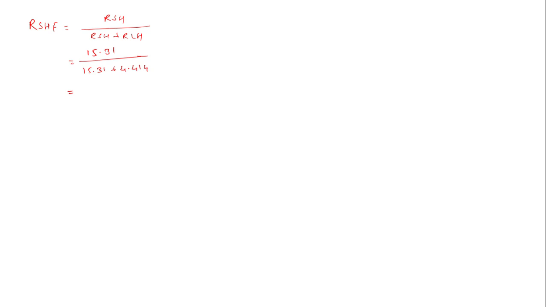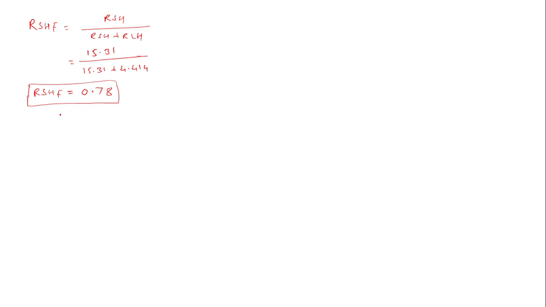15.31 divided by 15.31 plus 4.414 is 0.776. I am considering it as 0.78, so the RSHF you have got is 0.78. Now the next part of the problem remains the same as the one we solved previously. We'll follow the procedure again.